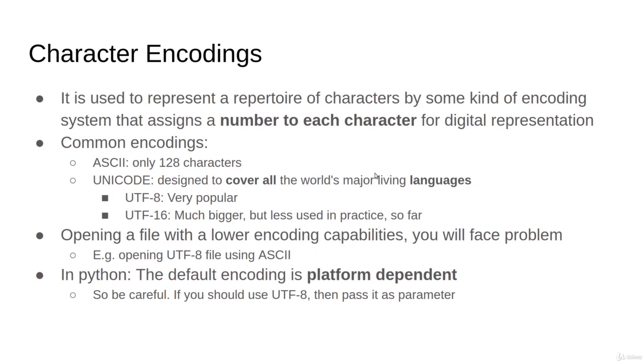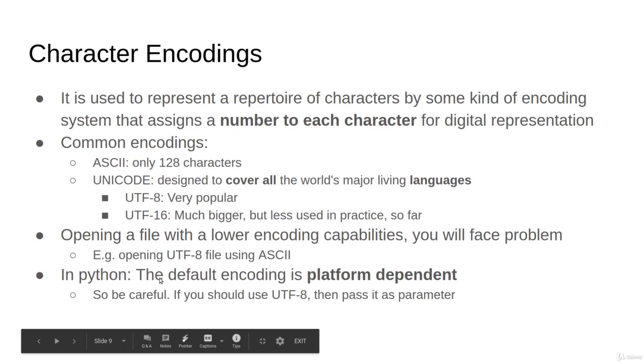However, we have too many human languages, and they have a lot of characters, and we also have math symbols. So we need something that expresses more characters. This is where Unicode comes in. There are two versions of Unicode: UTF-8, which is very popular, and UTF-16. UTF-16 is very huge, covering a lot, but in practice, UTF-8 is still the most popular because it already covers so much.